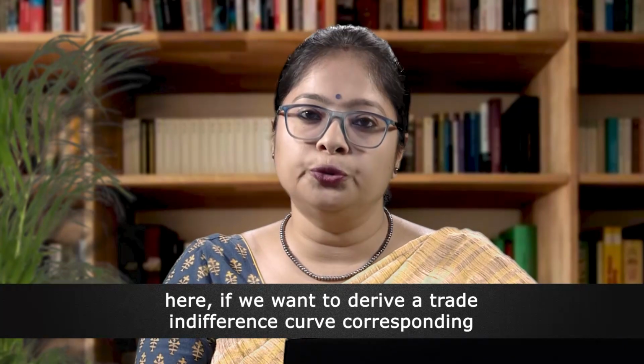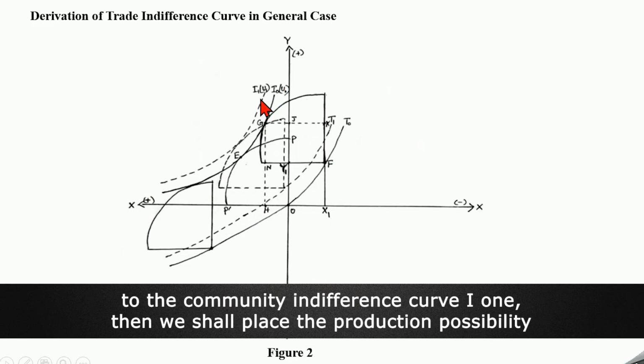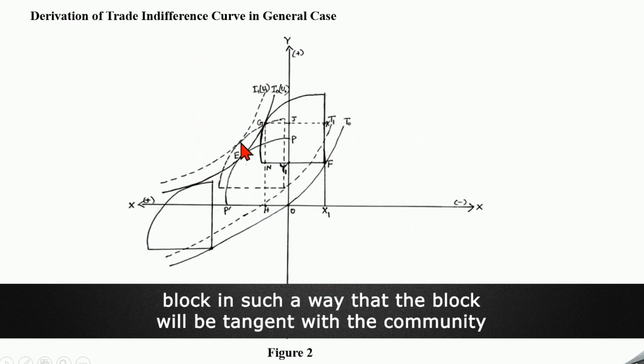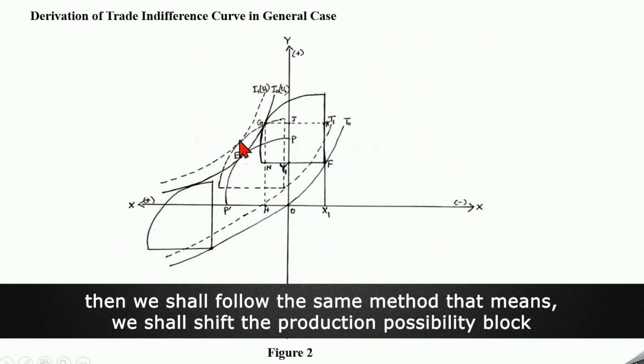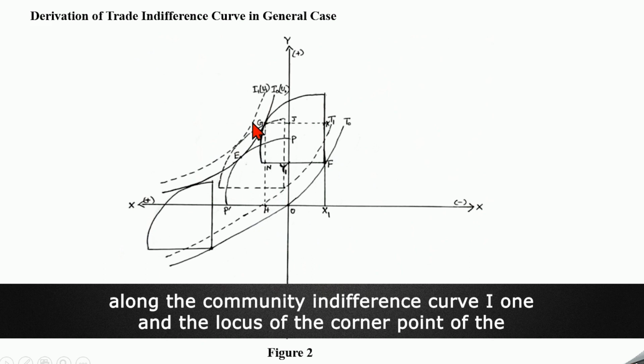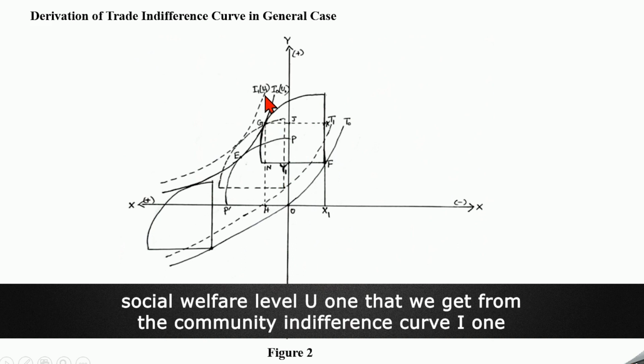Here, if we want to derive a trade indifference curve corresponding to the community indifference curve I1, then we shall place the production possibility block in such a way that the block will be tangent with the community indifference curve I1. Then we shall follow the same method. That means we shall shift the production possibility block along the community indifference curve I1, and the locus of the corner point of the production block will give rise to another trade indifference curve that will represent social welfare level U1 that we get from the community indifference curve I1.